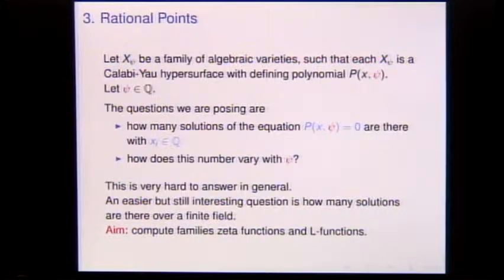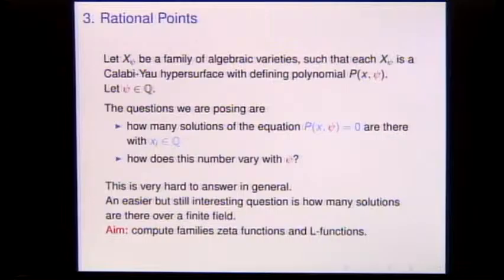And the question that we want to discuss in this lecture is how many solutions of this equation are there with rational x, and how does this number vary with psi? But of course, this is a very hard question, as I said. So what we are trying to do is to do this, instead of over Q, over finite fields. Once we compute these numbers, we can put them together in the generating function, which is the zeta function. So the aim is to compute these zeta functions and L functions for these hypersurfaces, and I will illustrate everything with an example.